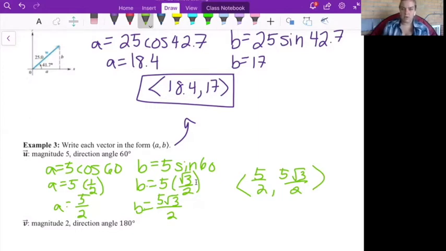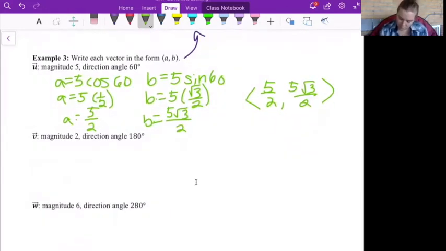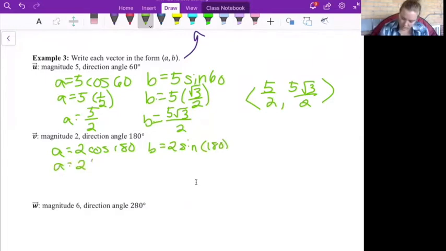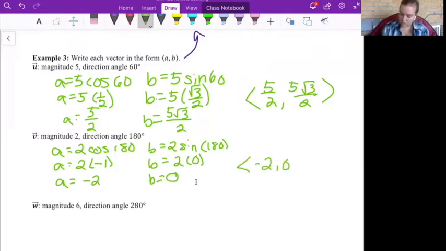Okay, so then for the next one, we're going to do the exact same thing. A is going to be 2 cosine of 180. B is 2 sine of 180. And so we know that cosine of 180 is -1, so A is -2. Sine of 180 is 0, so our B, or our vertical component, would be 0. So then this would be the vector -2, 0.